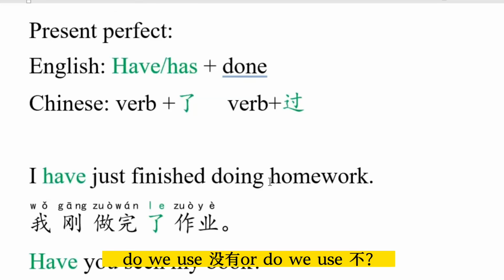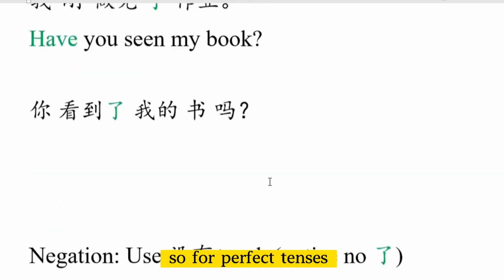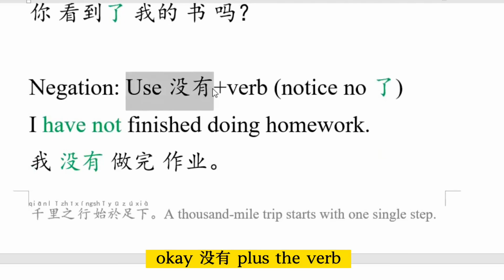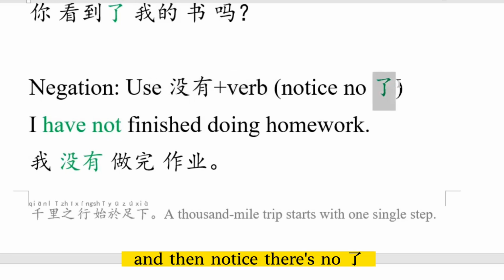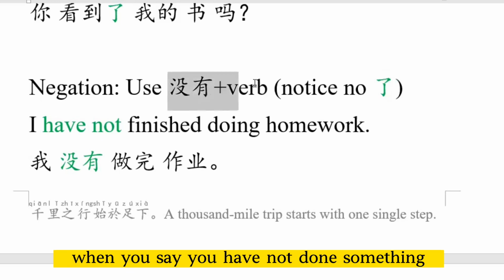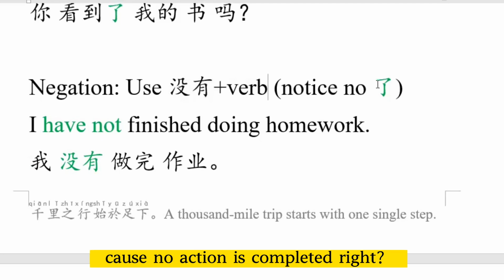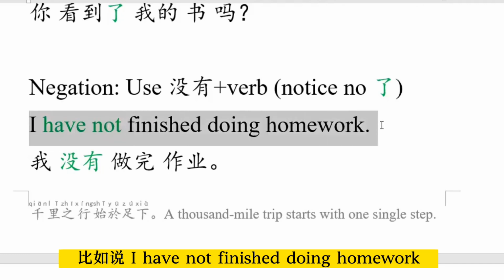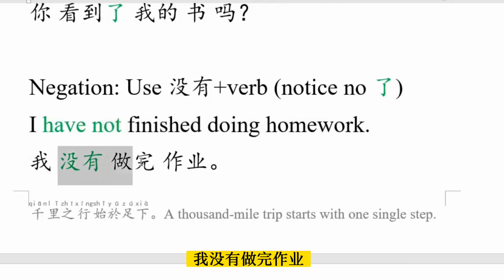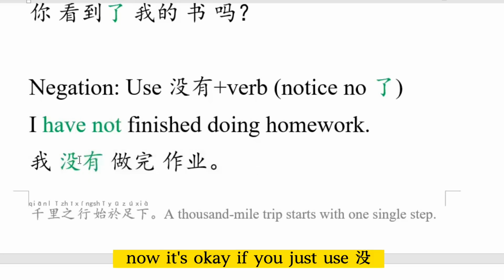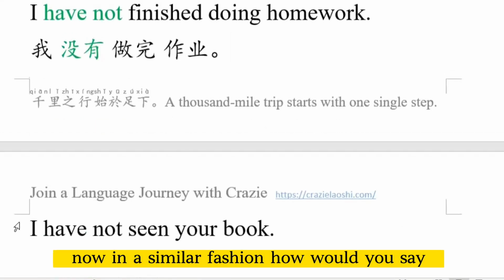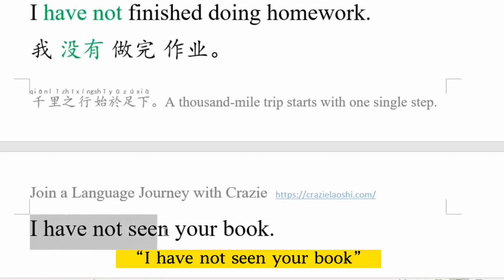Now, what about the negation? Do we use 没有 or do we use 不? For perfect tenses, the negation, we're going to use 没有, 没有 plus the verb. And notice there's no le when you say you have not done something, because no action is completed, right? So we don't need to use le. 比如说 I have not finished doing homework. 我没有做完作业. It's okay if you just use 没, it's just an abbreviation for 没有. Now in a similar fashion, how would you say I have not seen your book?